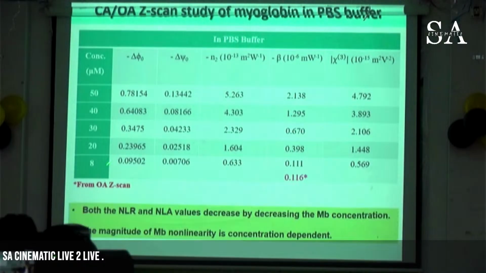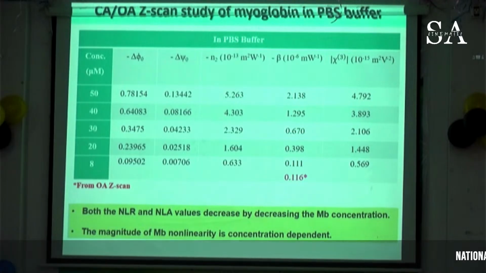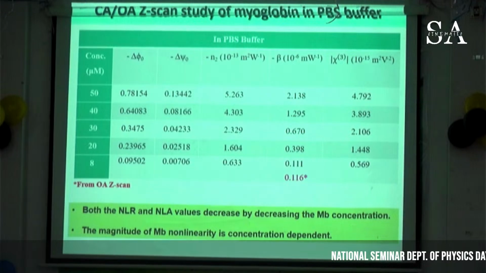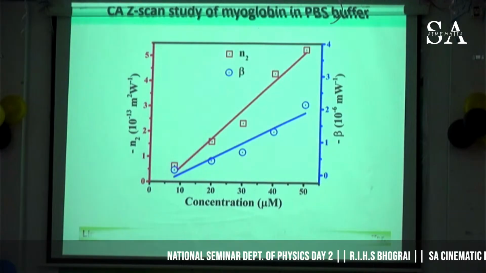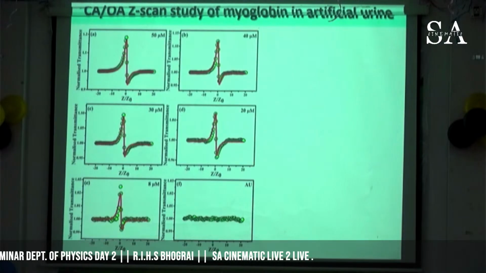So what we see is that both the refraction and absorption values decrease by decreasing the MB concentration, and the magnitude of MB nonlinearity is also concentration dependent, and that's what we have used. You can see they also follow a straight line path. It is a linear correlation between both the refractive and absorptive values as a function of concentration.